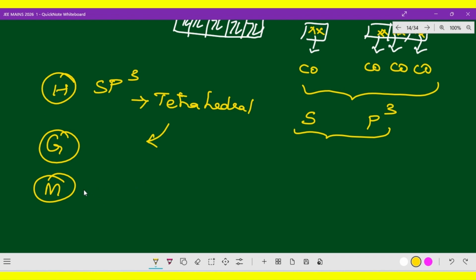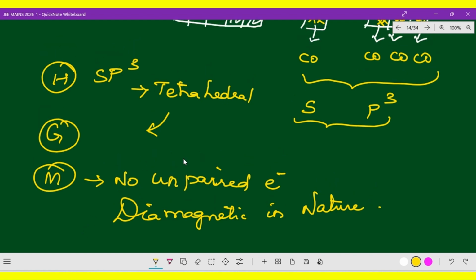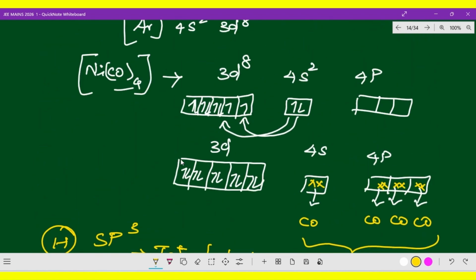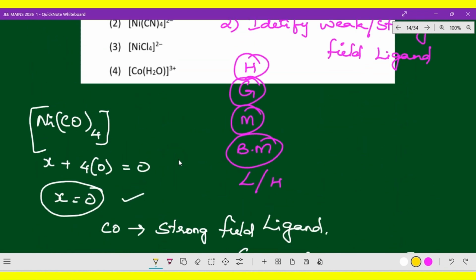For magnetic property, there are no unpaired electrons. So naturally, it is diamagnetic in nature. Got it? So that means Ni(CO)4 is not paramagnetic. So which is the other one? We will see in the options.